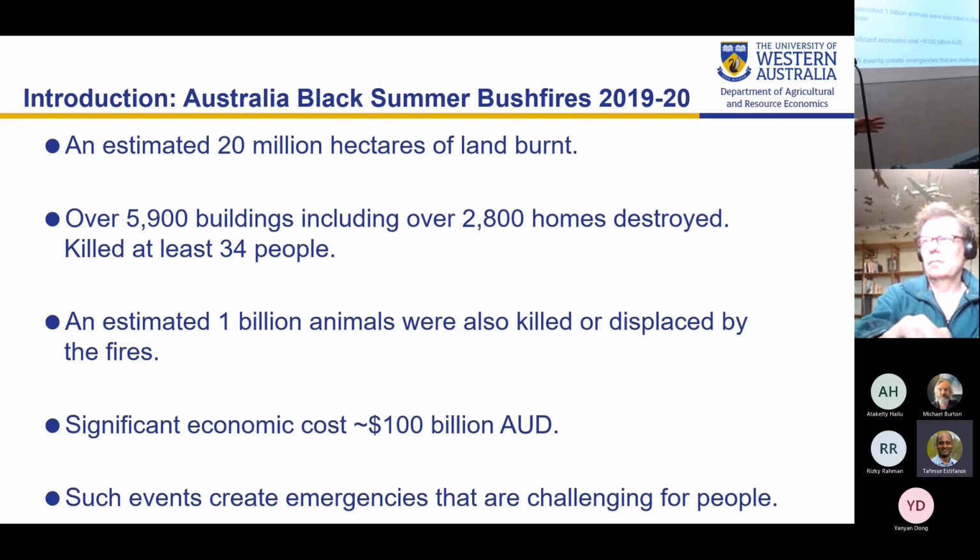So events like that create emergencies, which create challenging problems for people. Because what are you going to do in that kind of scenario? I think from time to time we hear on the news, people didn't follow the instructions or they acted too late.